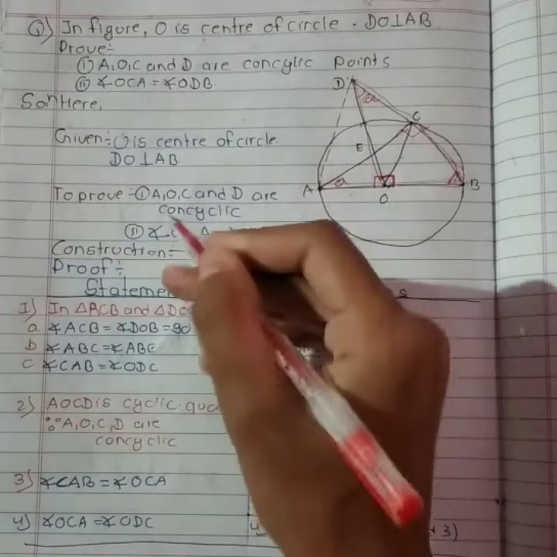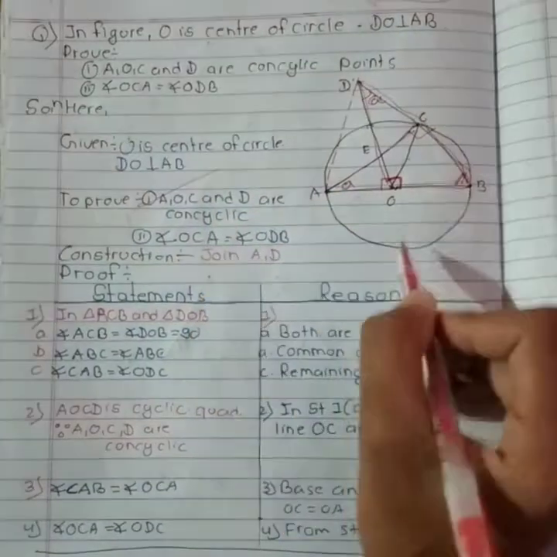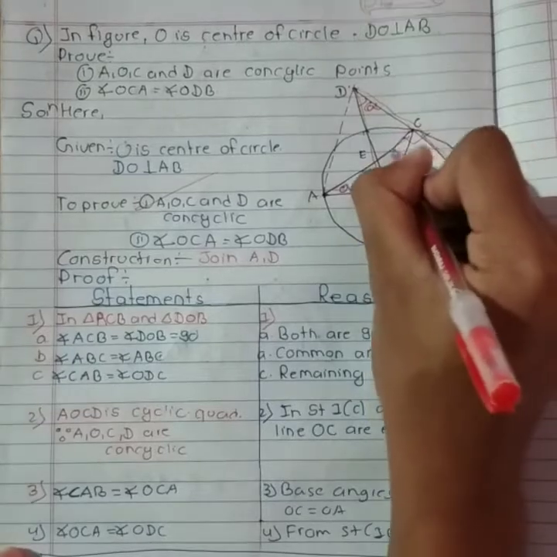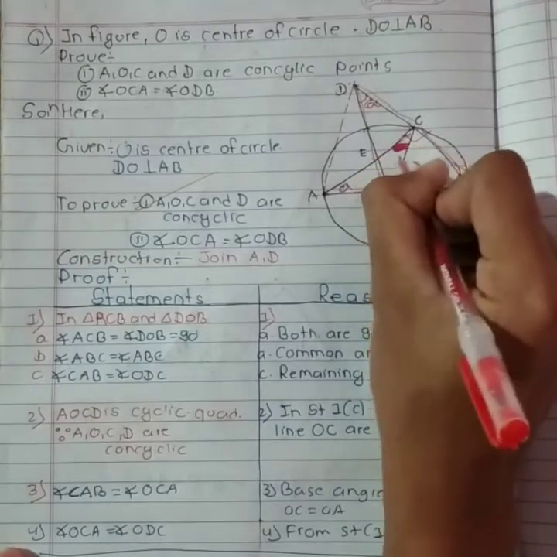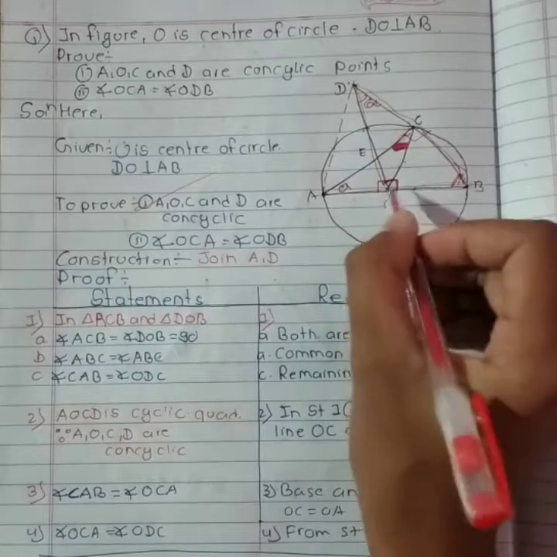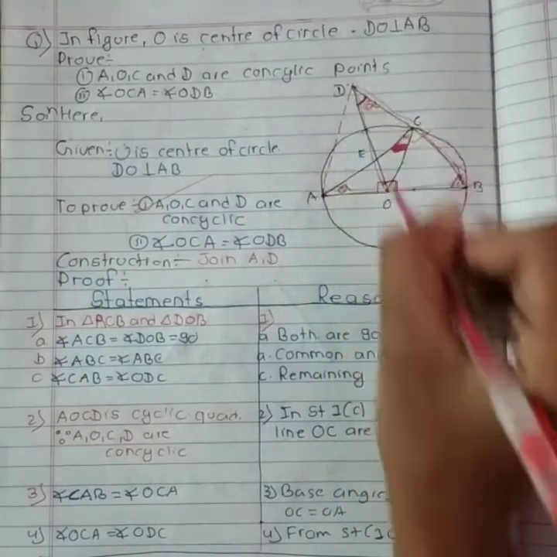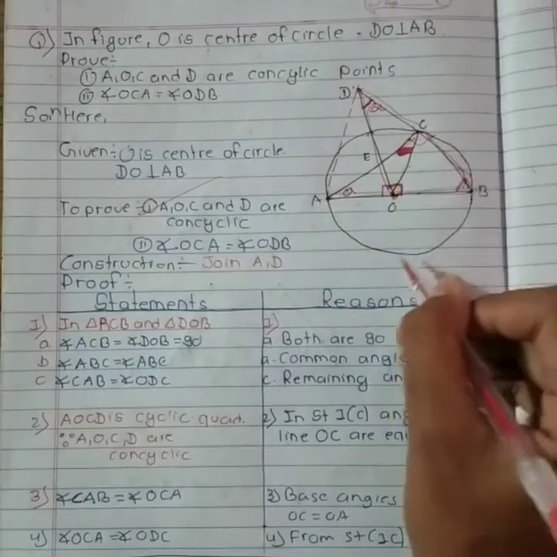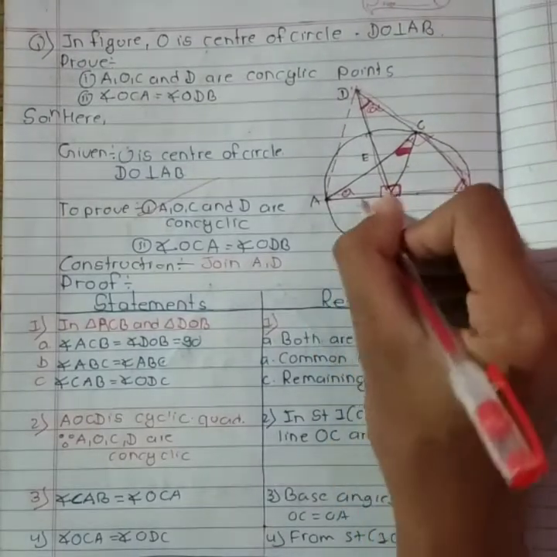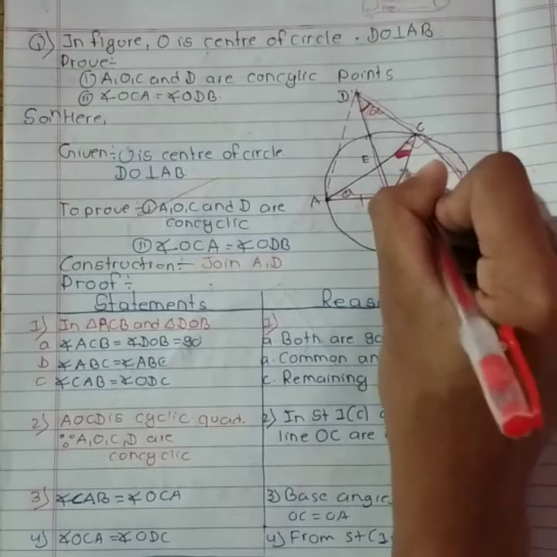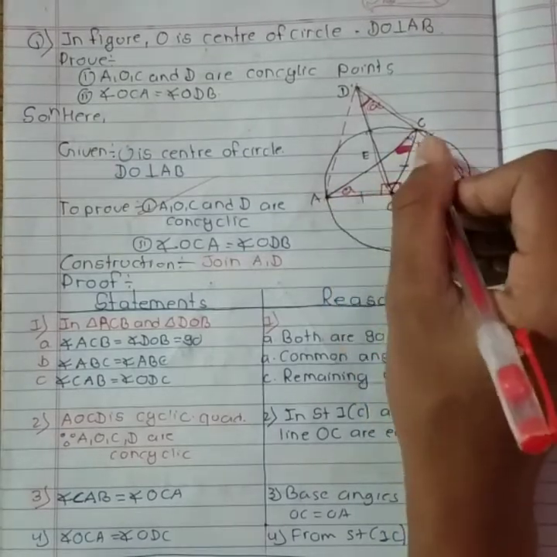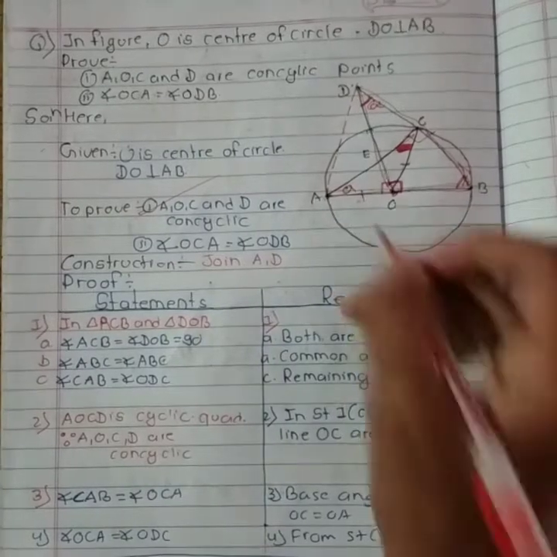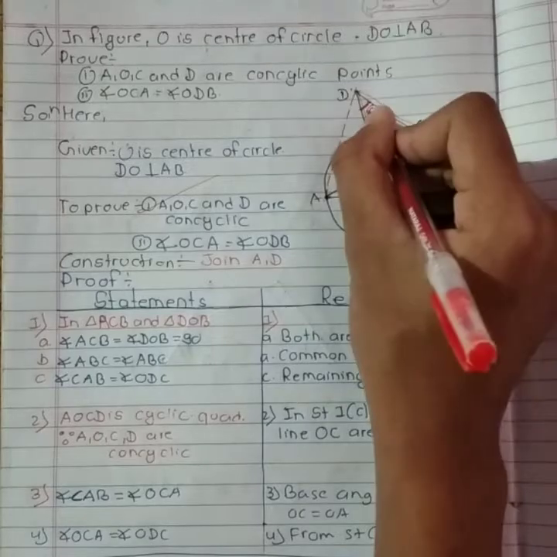Now we have to prove that angle OCA equals angle ODB. How to prove that? Look, OC is a radius of the circle because O is the center and C is a point on the circumference, and OA is also a radius of the circle. Radii of a circle are always equal. Here AOC forms an isosceles triangle. The base angles of an isosceles triangle are equal. If this is A, this is also A. Then this equals this.